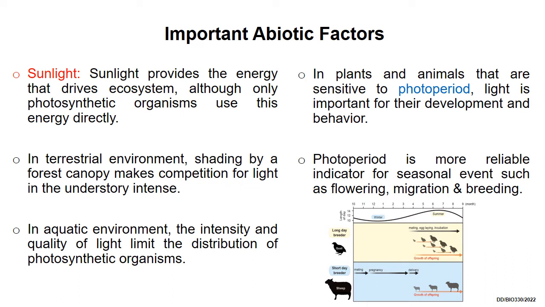And this sunlight actually becomes a key indicator for certain plants or animals to migrate, to breed, or to produce flowers, to produce fruit, etc.